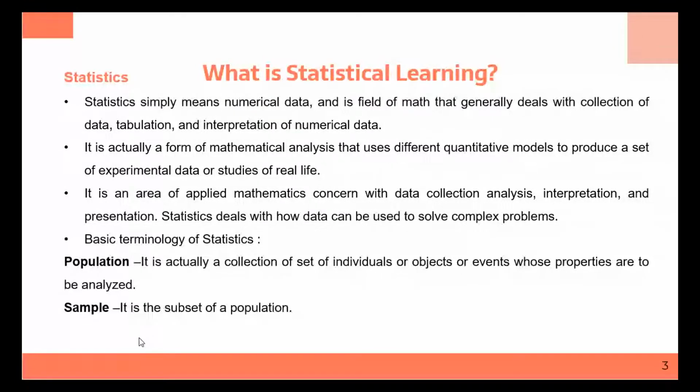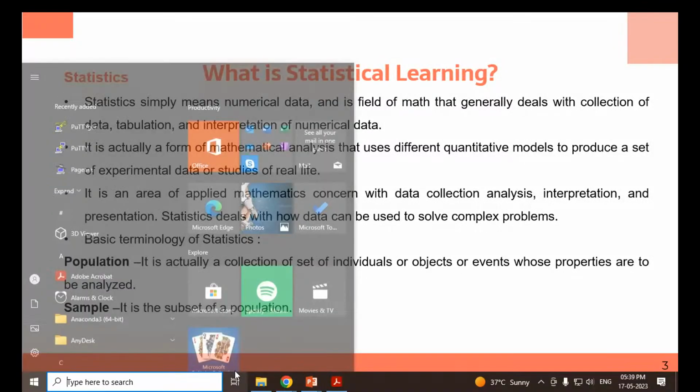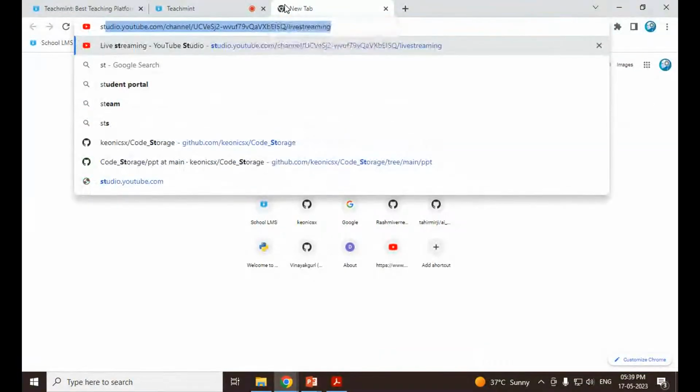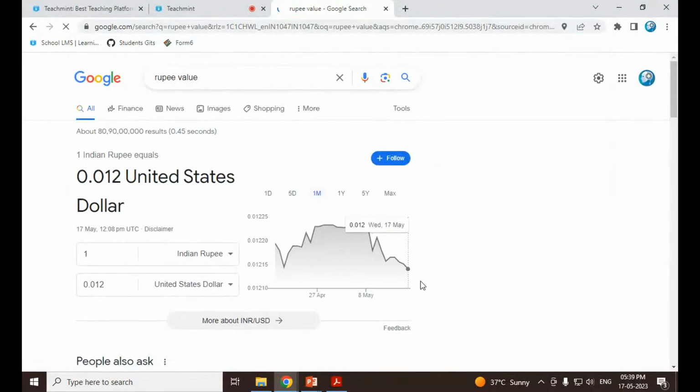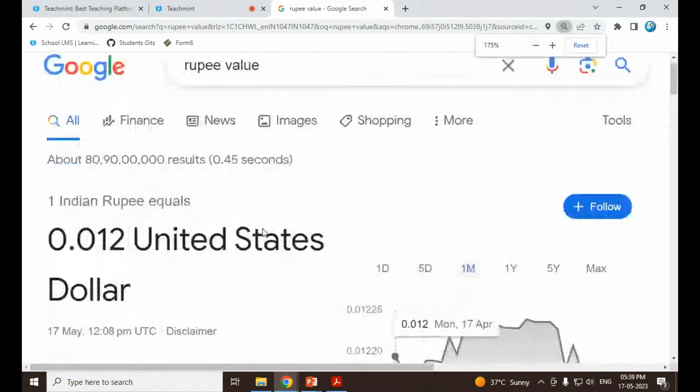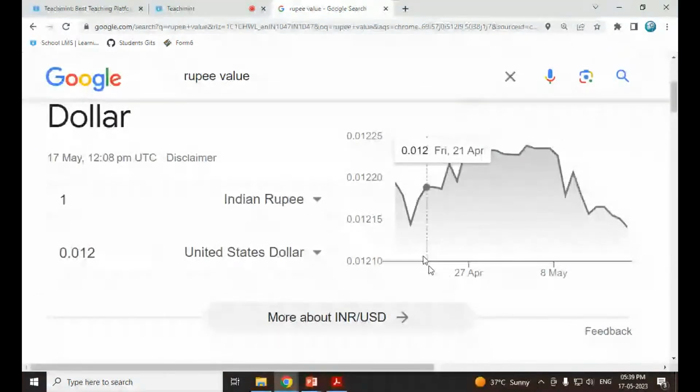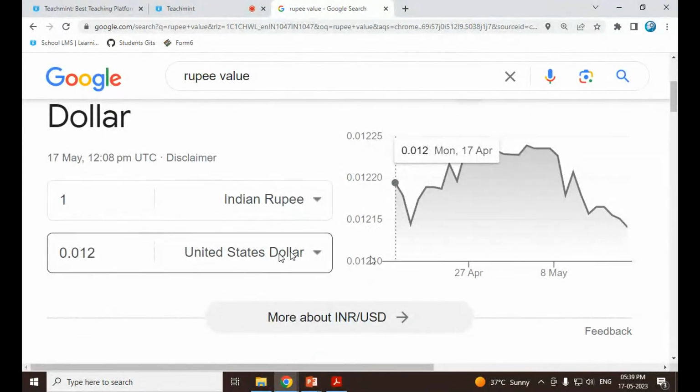Okay. Let's go back to the browser and look at some real-time examples. I can see there is data being shown here on this y-axis. Let's zoom in a little. Now I can see India and US. I want $1.